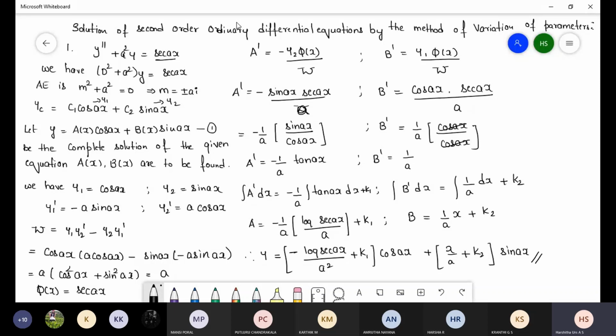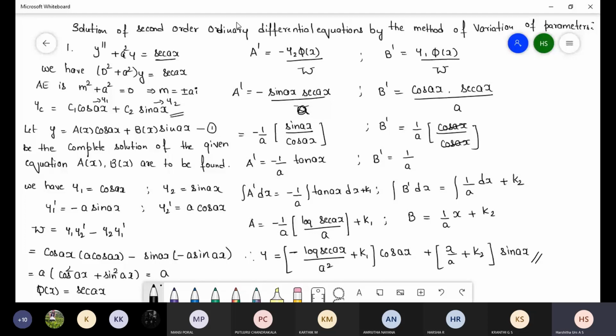I will just briefly tell. Up to here we know, because we already found this complementary solution from the starting of the second module, in the homogeneous and non-homogeneous also, then Cauchy's and Legendre's linear equations. We start our problem by finding the complementary solution. For that complementary solution, instead of C1 I will write A of X, instead of C2 I will write B of X. This is Y1 and this is Y2.